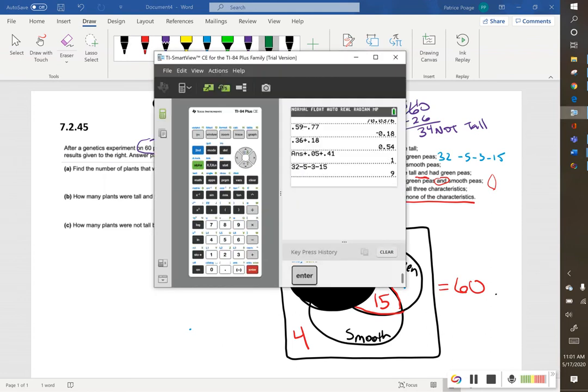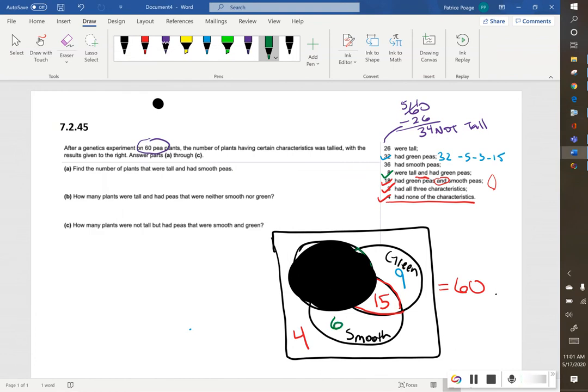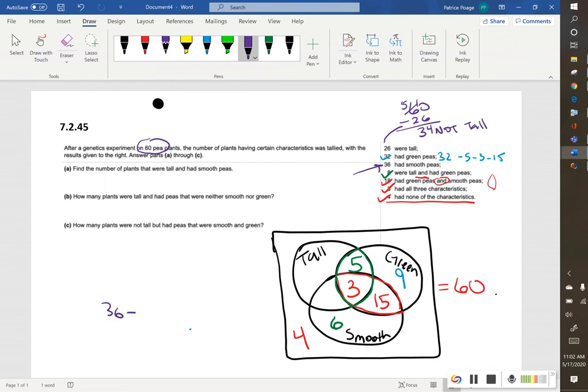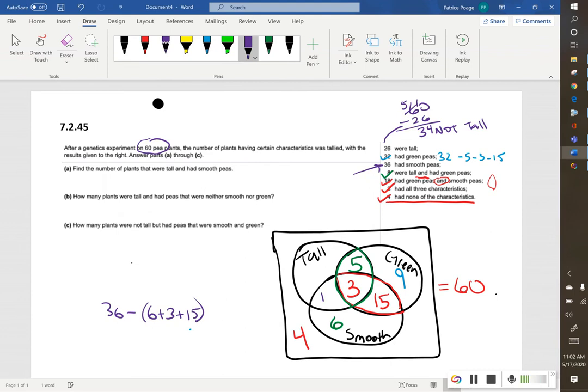So right now, let's see what they add up to be. Right now we have 4 plus 15 plus 9. Right now they add up to be 28. So 34 minus 28 tells us there must be 6 right here. Alright, and then we'll uncover that. So now we can go to this one. 36 had smooth peas. So that's this circle right there. So for that one we can do 36 minus the 6, the 3, and the 15. We'll see what that gives us. Gives us 12 right there. And then 26 were tall, so the entire tall circle will add to 26. Right now it adds up to 20, so that leaves 6.